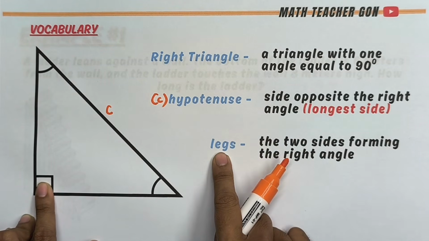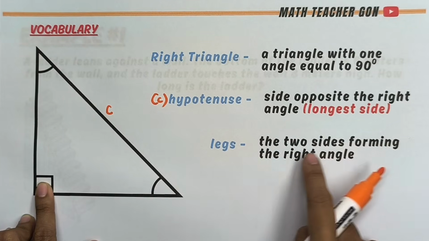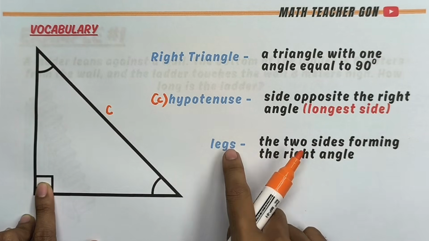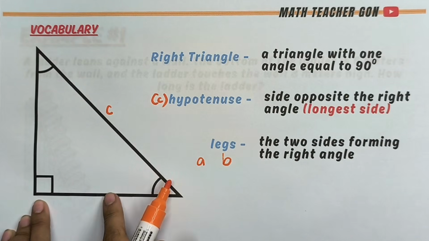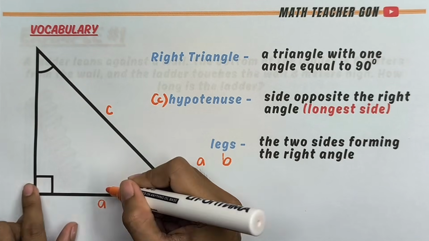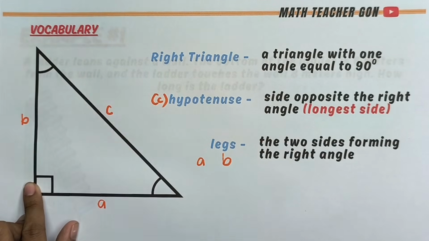Next, legs. The two sides forming the right angle. So for legs, we use A and B. So let's say this is your A and this is your B.